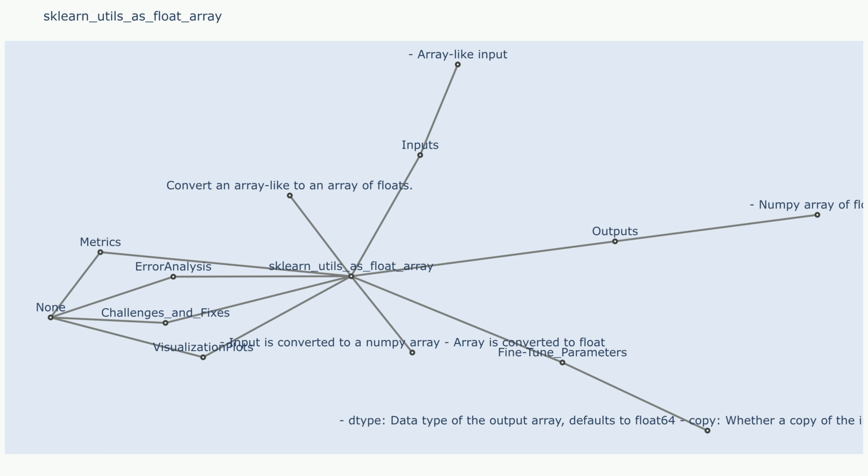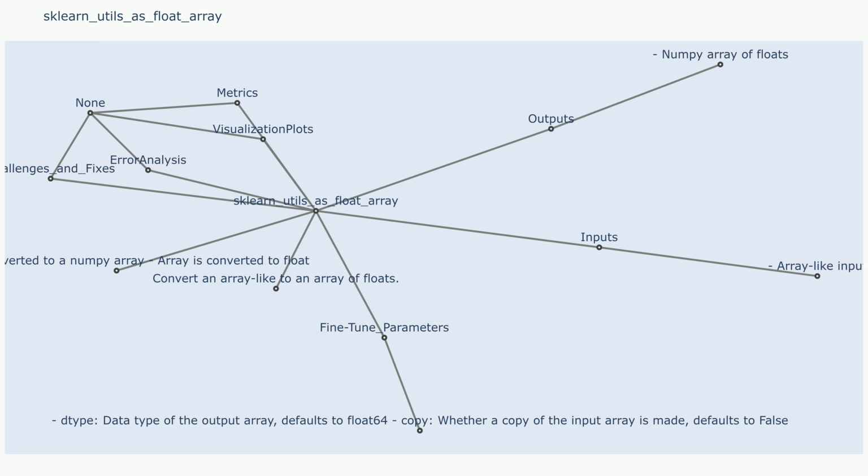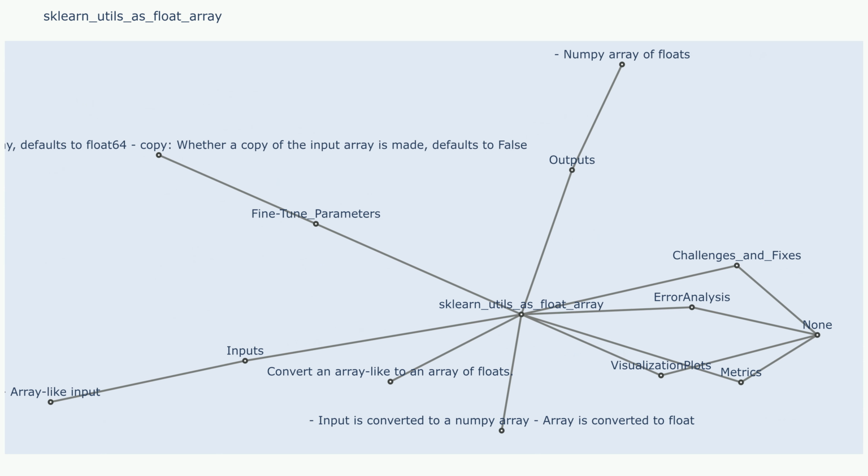Inputs: X. The input data to be converted. It can be a list, NumPy array, pandas data frame, or sparse matrix. dtype. The desired data type for the output array. By default, it is float64.